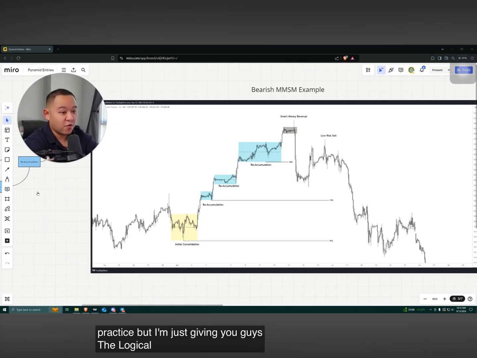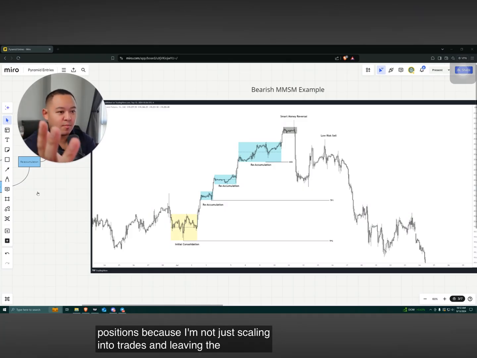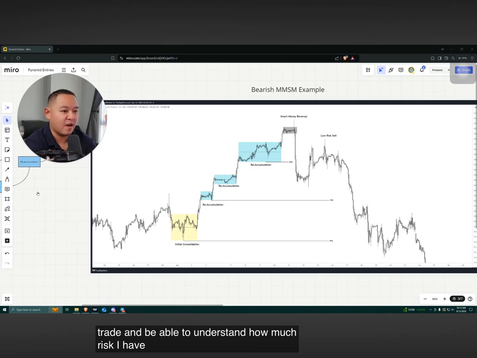I'm just giving you guys the logical framework of how I pyramid into trades and how I manage my positions, because I'm not just scaling into trades and leaving the stop loss where it is. That's the last thing I want to do. I want to be able to tighten my stop losses, add into the trade, and understand how much risk I have in general.